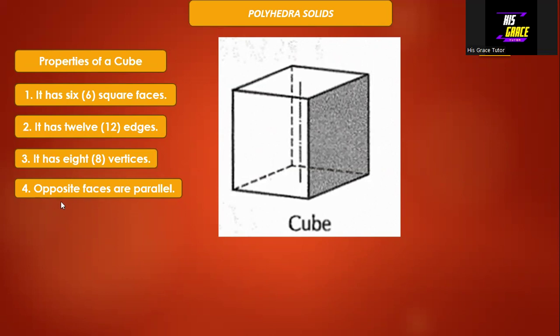Then we also have that opposite faces are parallel. So this face here is parallel to this face. This face is parallel to this face, and this face is parallel to this face. So those are the properties of a cube as a polyhedral solid.